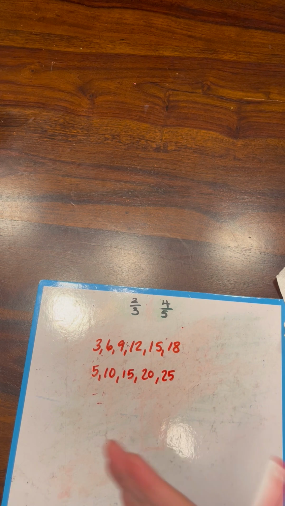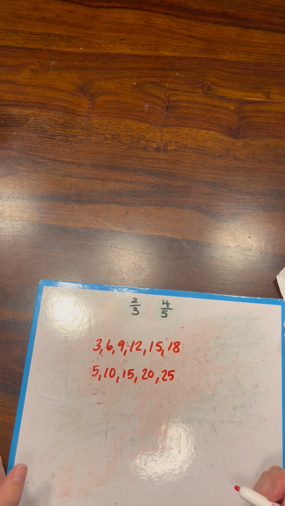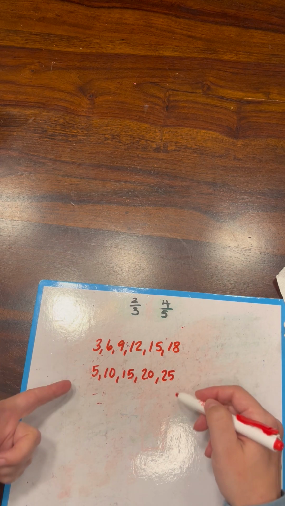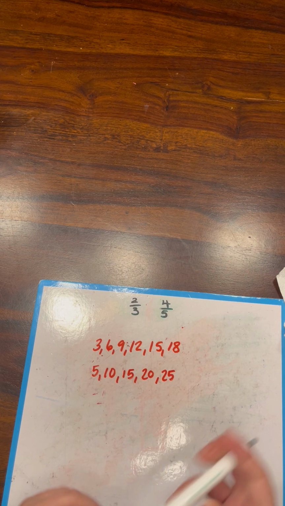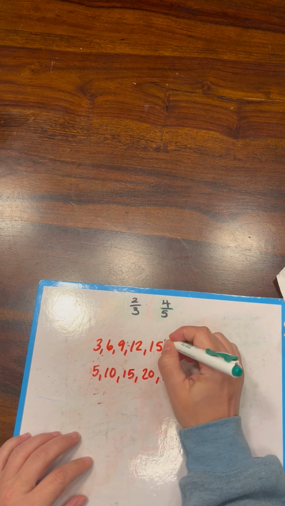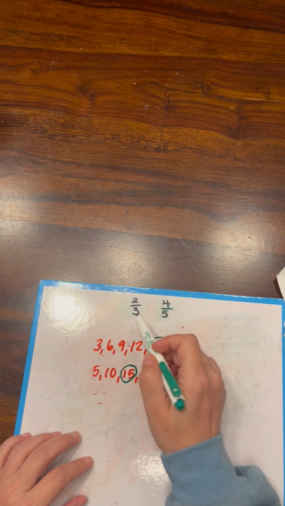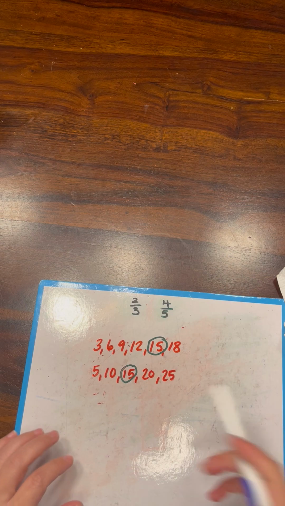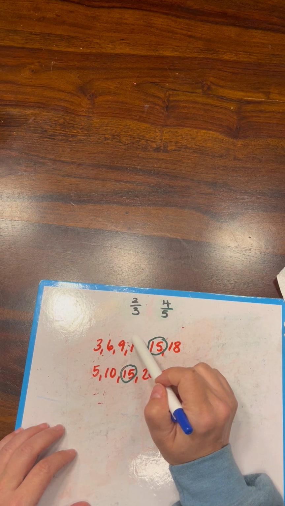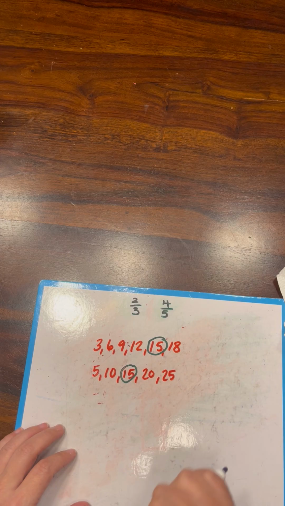Remember, I need the least, the smallest, common multiple. So the smallest number that is the same in both of these lists. Did you find it yet? It is 15. So now I have to come back to my original fraction, and I have to make an equivalent fraction, making this 15 the denominator.